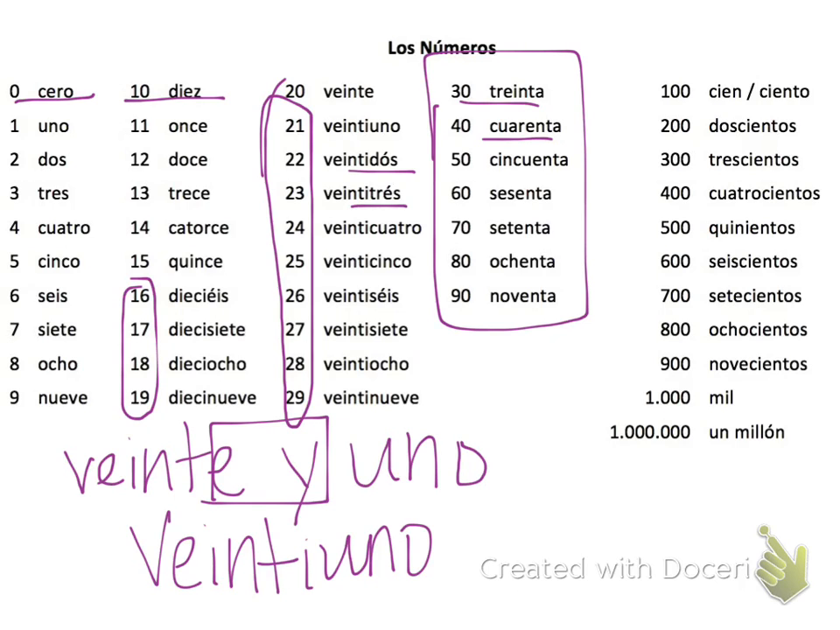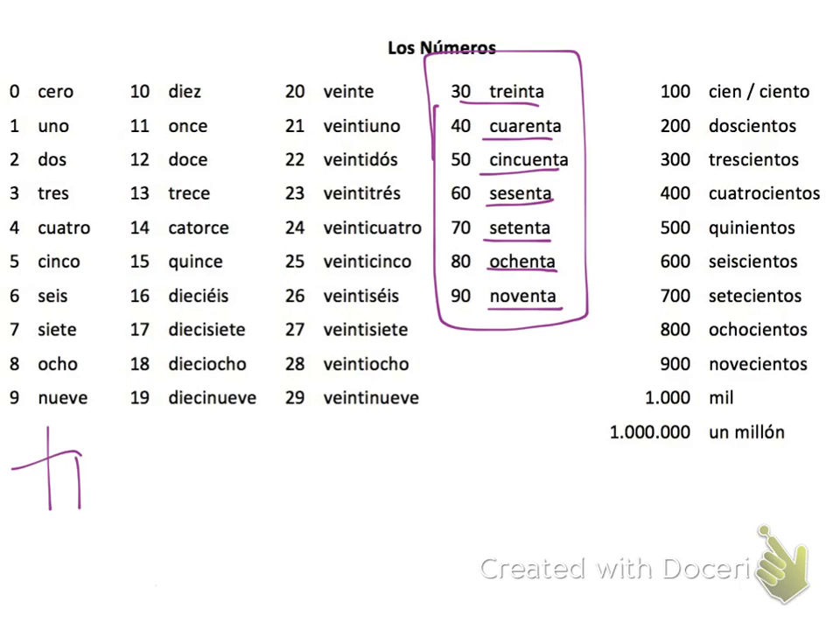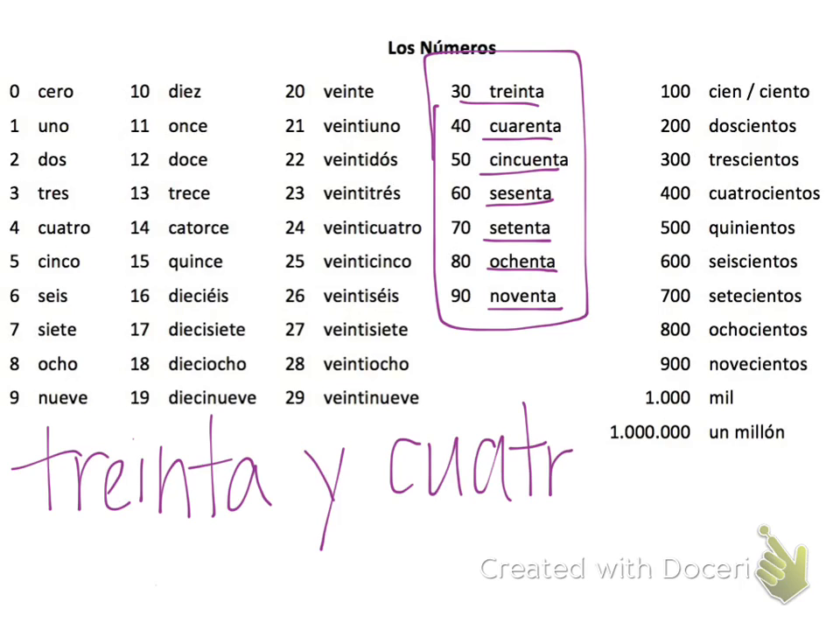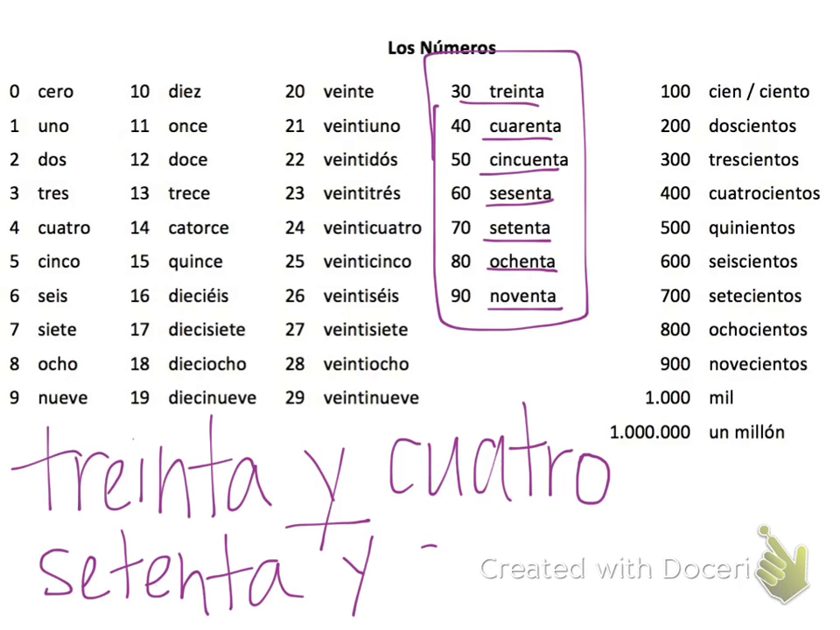So 30, 40, 50, 60, 70, 80, y 90. These ones you just form like normal. So if you wanted to do 34, 30 y 4. So through 99, you're just going to add the word y in between those numbers. Another example, 76, 70 y 6. Once again, 70 and 6. So add the y in between those.